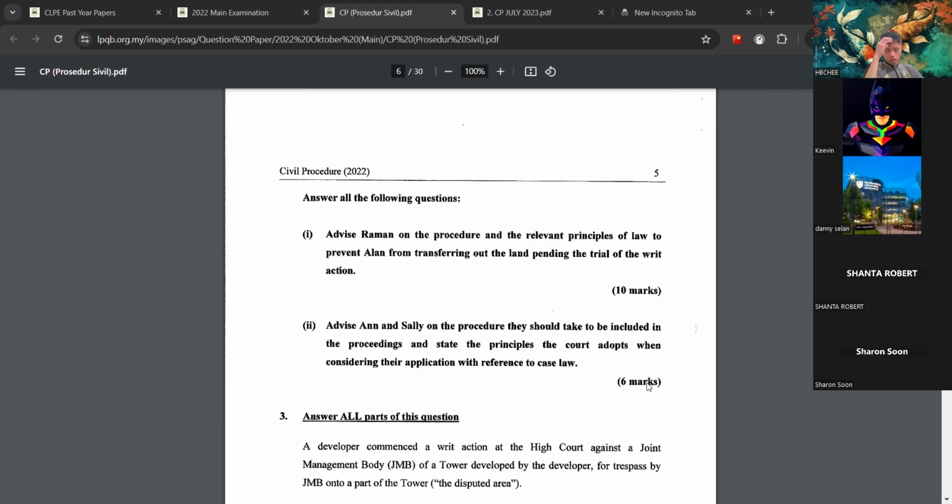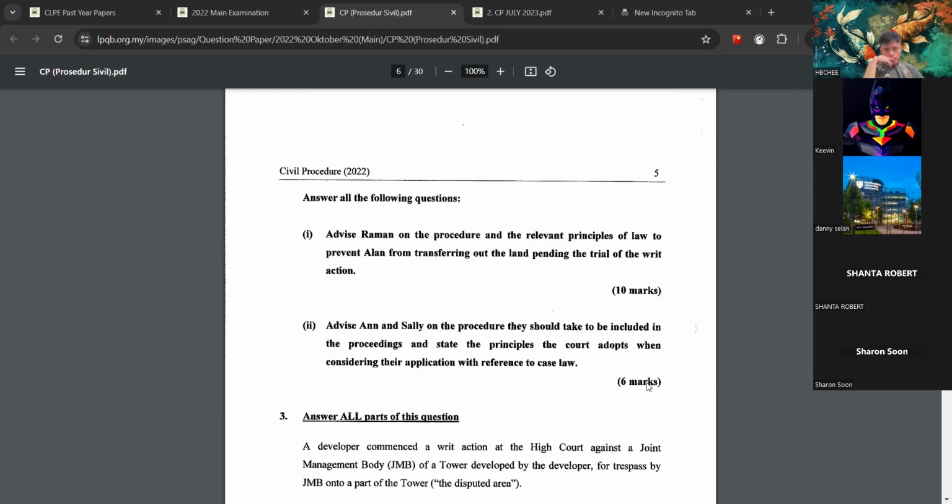In your answer, you need to include the prohibitory injunction, American Cyanamide, and then the principles outlined in the case of American Cyanamide. Then your procedure, Order 29, enough. Rule 2 sub 1, 2A, 2BA. Is that okay? Arrest before judgment is a stay order, not applicable in this situation.